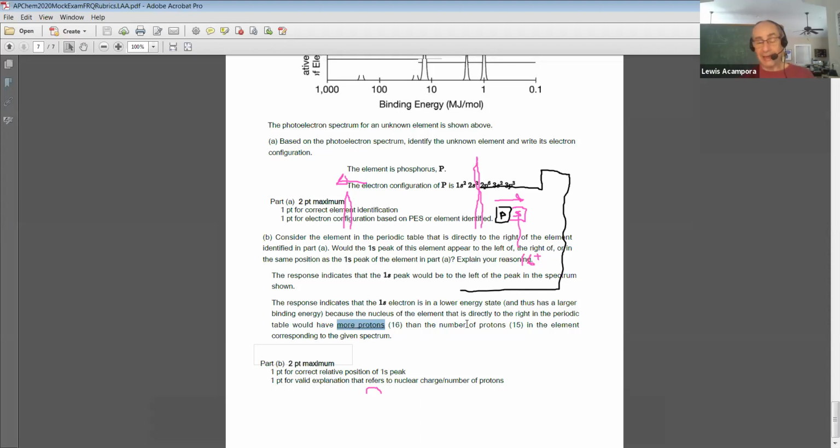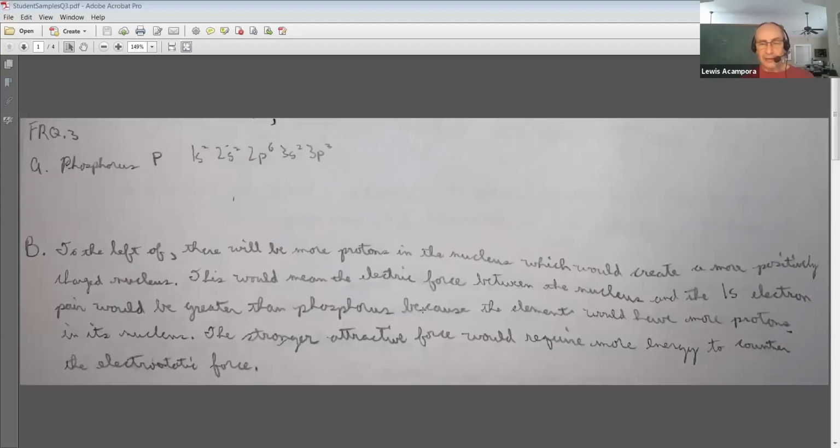Now you could mention that there are also more electrons, and that would be fine. It wouldn't be wrong. But in order to earn credit, you would need to specifically talk about the number of protons. So with that in mind, let me bring up a couple of samples here and let you see what was written. So we'll just look at a couple of these. They'll go by, I think, pretty quickly.